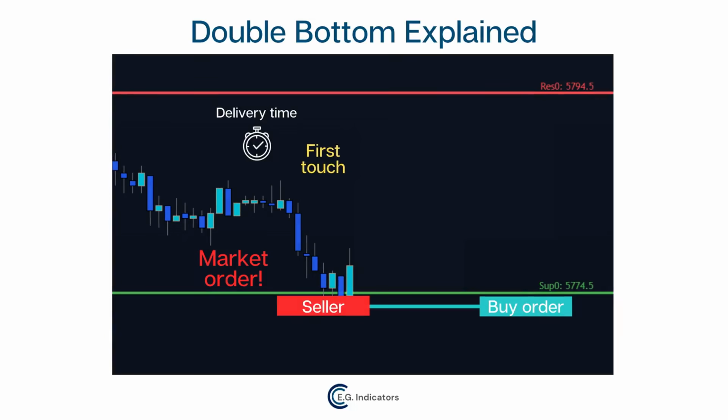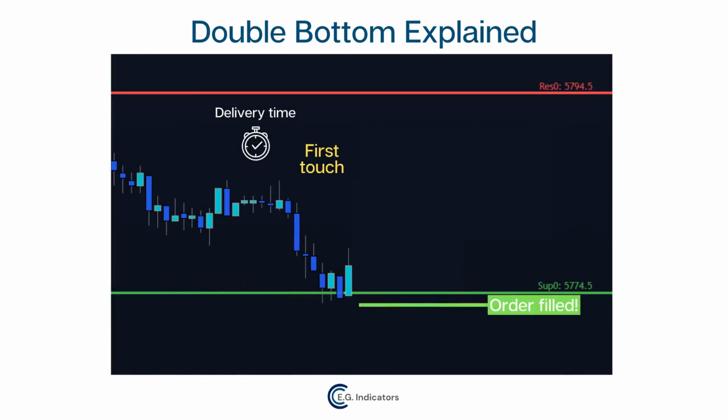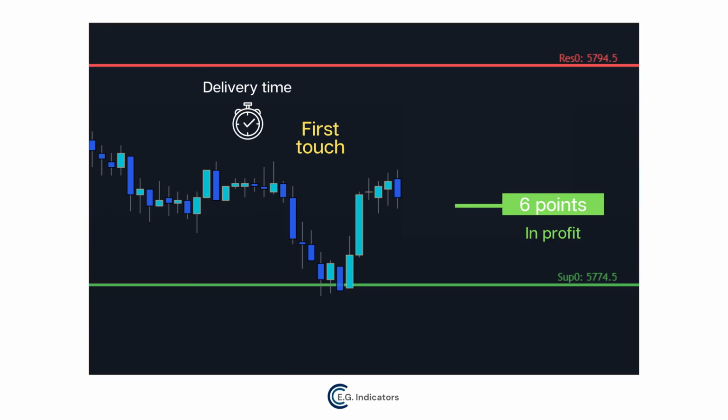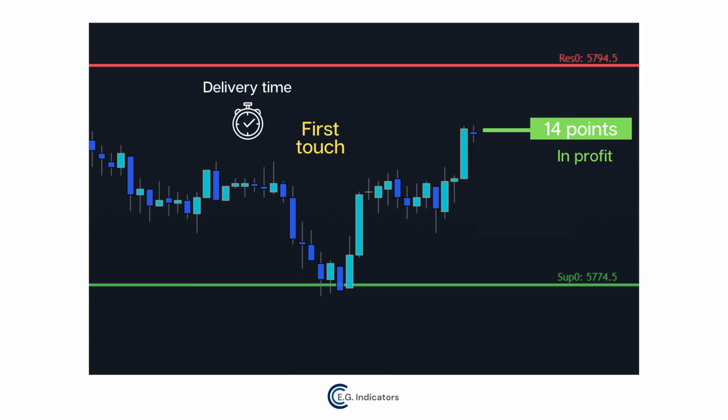His order is a market order. There's a seller who pushes the sell market button, and your buy order is getting filled. And the position is active. Now, what do you want the market to do? To go to the upside, of course. Then you're in profit, and if it goes more, your profit increases.